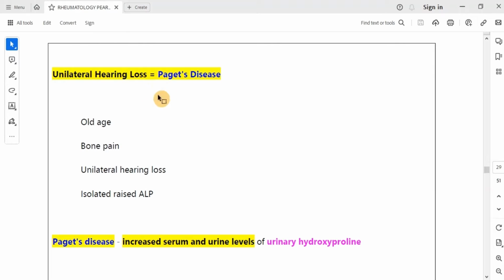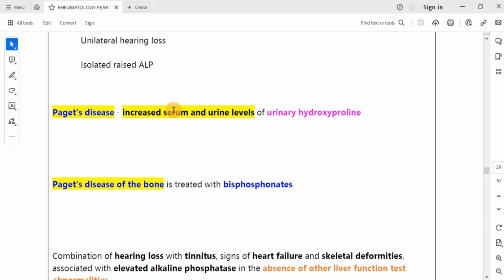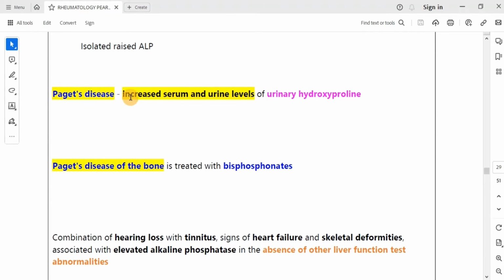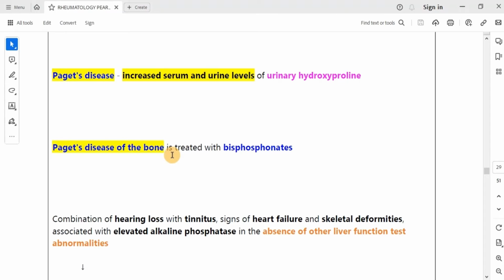Unilateral hearing loss in an old age patient and bone pain with isolated raised ALP is highly suggestive of Paget disease. And Paget disease will have increased serum and urinary levels of hydroxyproline. And Paget disease of the bone is also treated with bisphosphonate, similar to the first line treatment of osteoporosis.